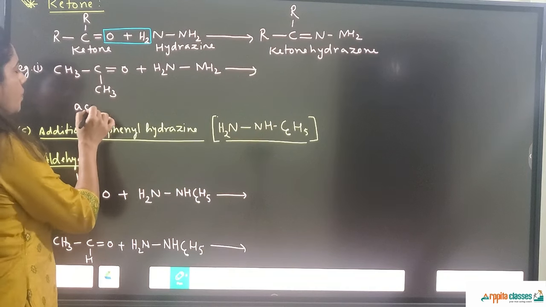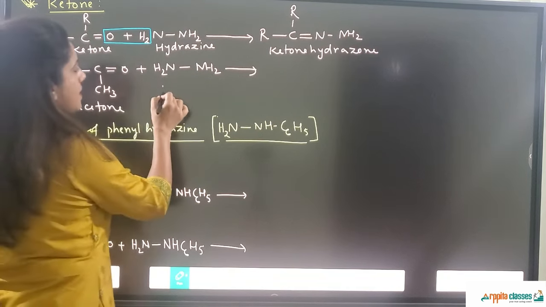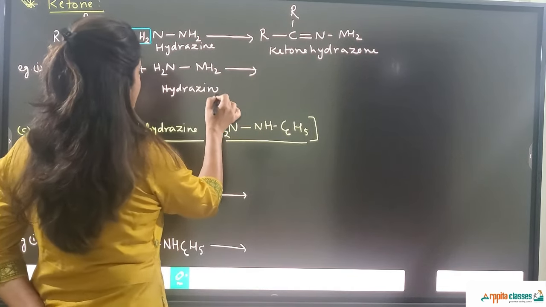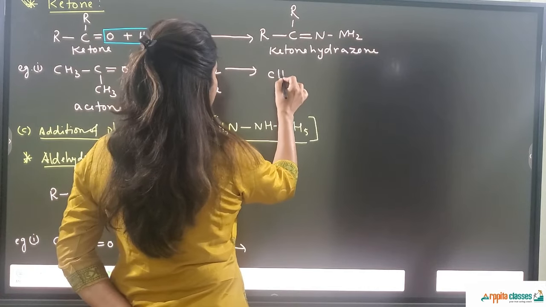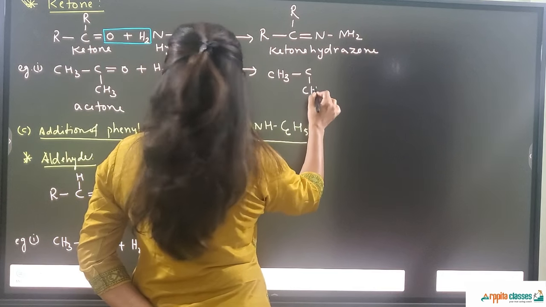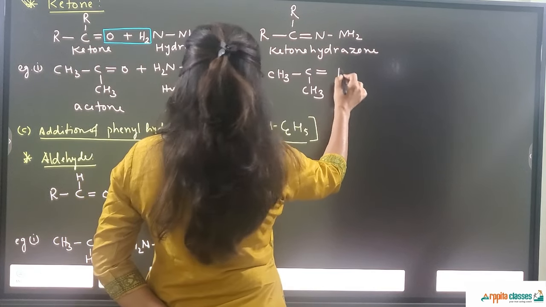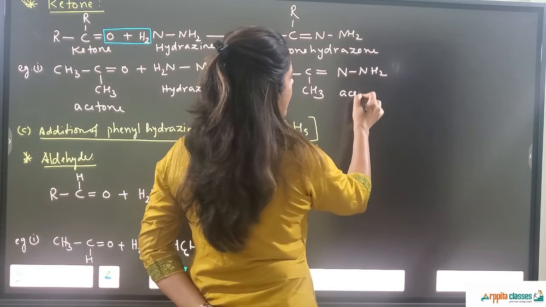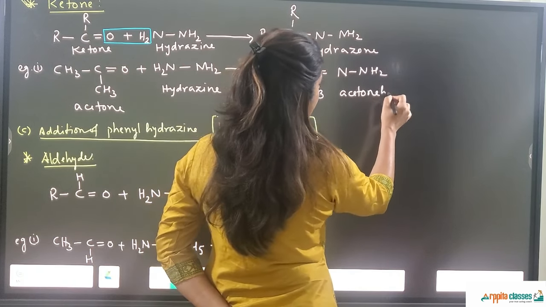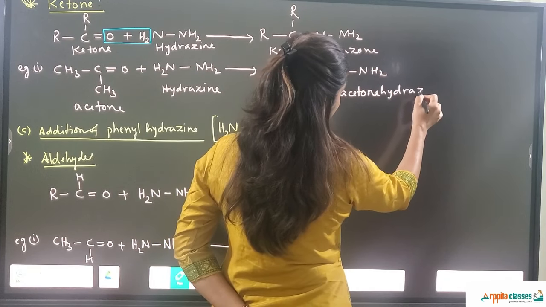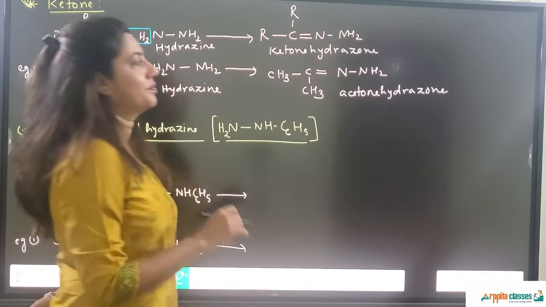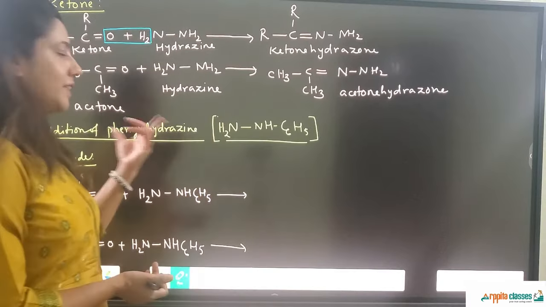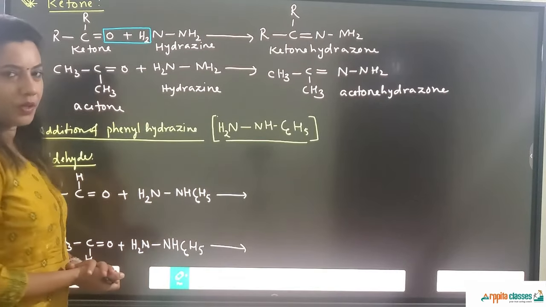Example, acetone, and this is hydrazine. So it is CH3, C, CH3. Now I'm directly writing, I didn't show the removal of water, and the product will be acetone hydrazone. By this time you understood the concept. Next addition, I think you will be able to do it on your own now.